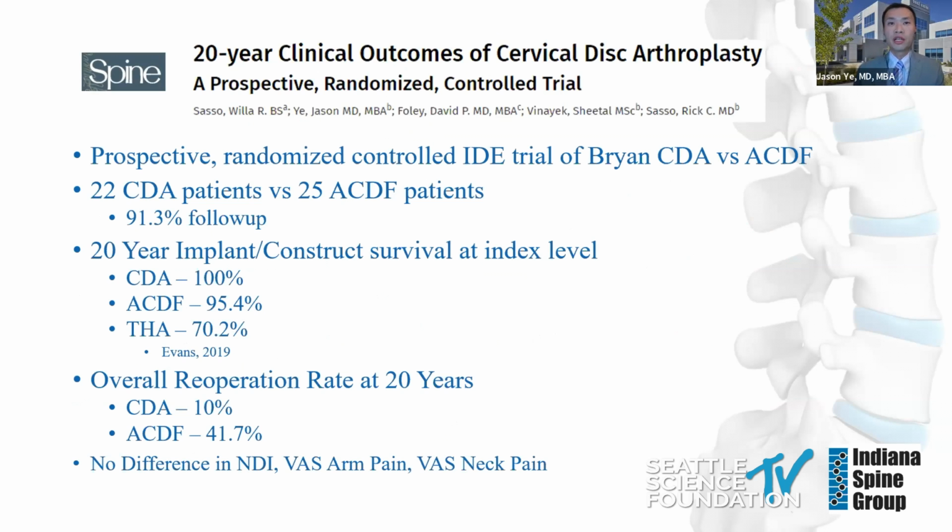This year, we published our data on the 20-year follow-up of the initial Bryan Disc IDE trial. We were able to obtain over 90% follow-up in a small group of patients that was randomized in a prospective fashion. The 20-year survival in our arthroplasty cohort was 100%, and the 20-year survival rate in ACDF was 95.4%. Compare this with total hip arthroplasty, the so-called operation of the 20th century, which according to a large registry report has a 20-year survival of about 70%.